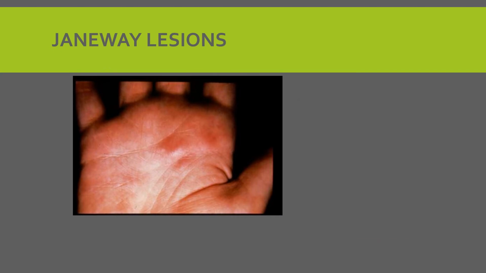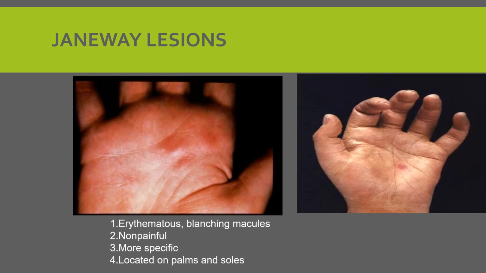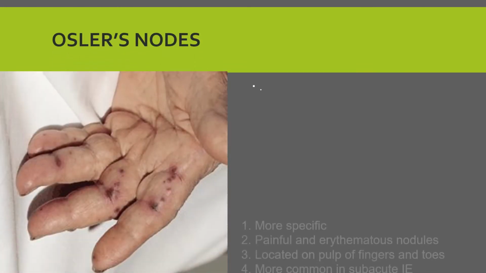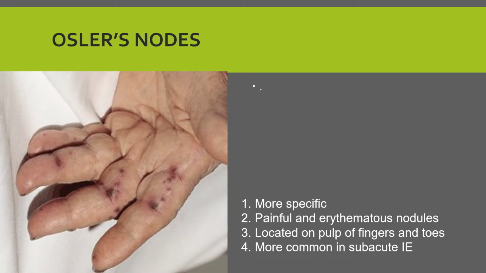Whereas the Janeway lesion is an erythematous blanching macule, and most of the time it's non-painful and more specific for infective endocarditis, and its location is mainly on the palms and the soles. And Osler's nodes are more specific for infective endocarditis, and they are painful, erythematous nodules located on the pulp of the fingers and the toes, more common in subacute infective endocarditis than acute.